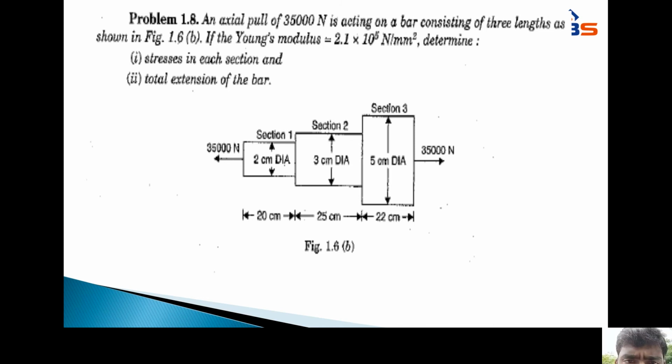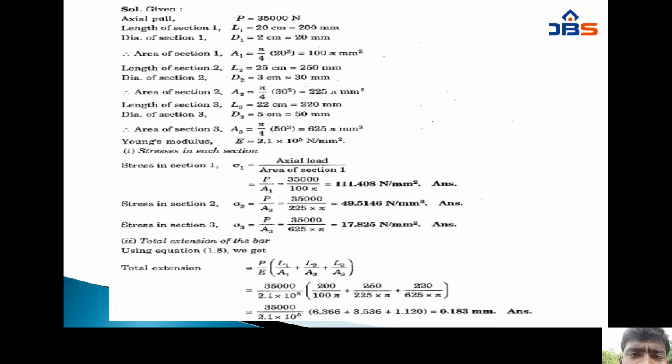In this figure, section 1 diameter is 2 centimeters, section 2 diameter is 3 centimeters, section 3 diameter is 5 centimeters. Section 1 length is 20 centimeters, section 2 is 25, section 3 is 22. Axial load of 35,000 newtons. Okay, this is the problem.